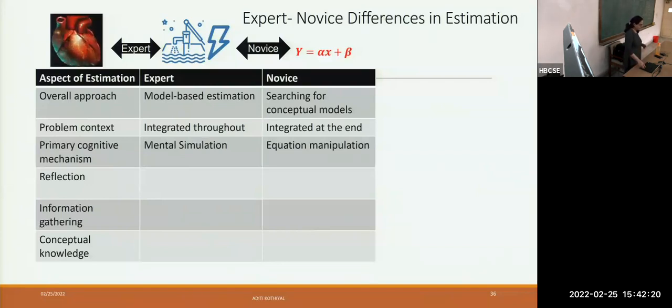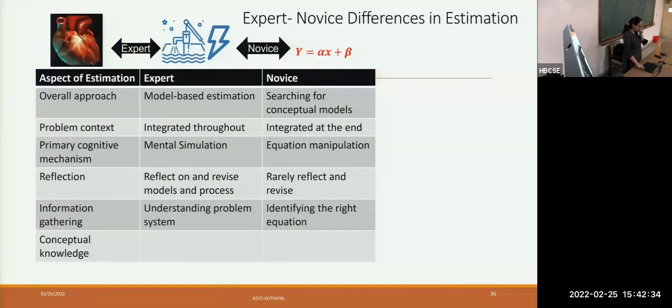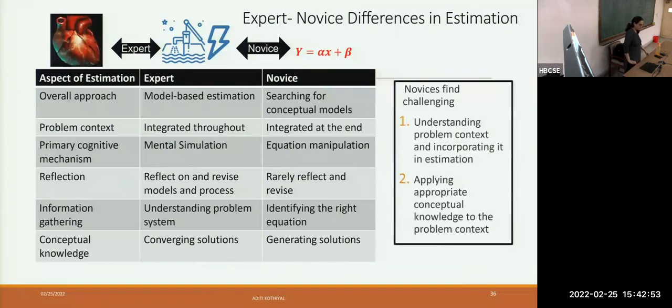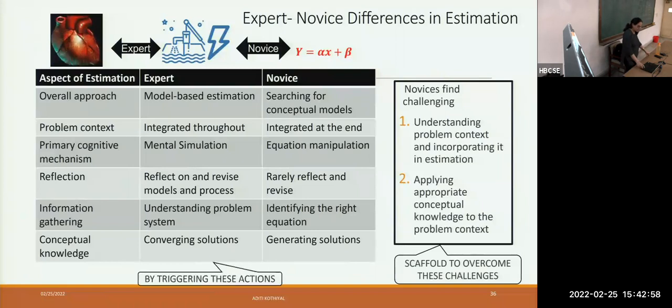The primary cognitive mechanism for experts is mental simulation. For novices, it's equation manipulation. Reflection is well known throughout the literature: experts reflect and revise. Novices rarely do that. Information gathering was another one. Experts were searching for information about the problem system, and novices wanted to search for information about the right equation. So again, that perspective shift stays throughout. And the role of conceptual knowledge is also different.